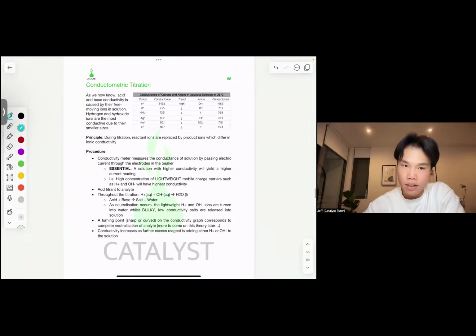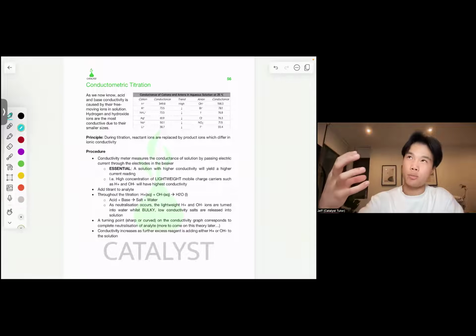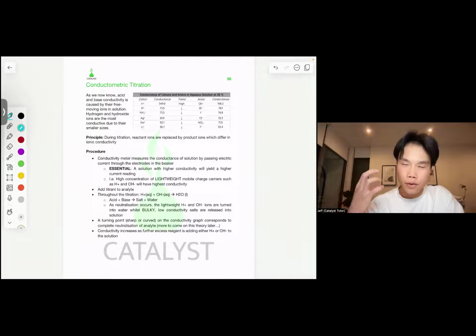Conductometric titration. Conductometric titration is where you're not measuring pH, you're measuring how many free moving charged particles you have in solution. And oftentimes it reflects H plus and OH minus because they are lightweight charge carriers, which move around very readily in solution, carrying charge from one side to the other.